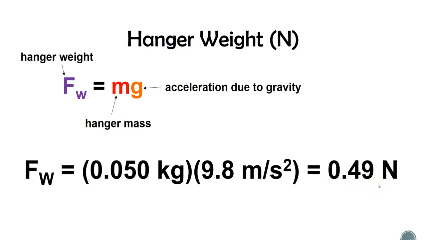Now I do want to say, if you used 10, that's fine. You should have 0.5 newtons if you used 10. Either way is fine for this time. Just make sure that you have one of those two answers, 0.49 or 0.5. And that's going to be the weight for every single trial in part 1 because you never changed the hanging mass in part 1.